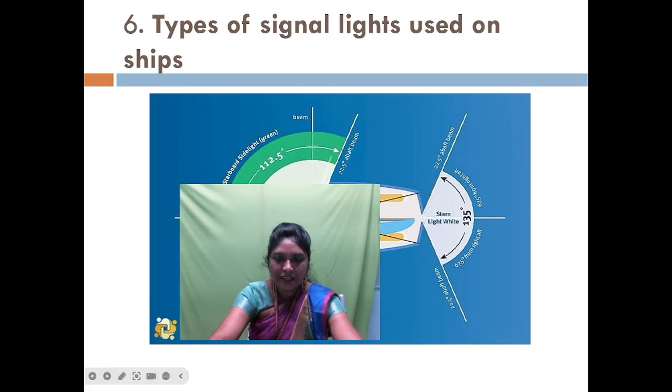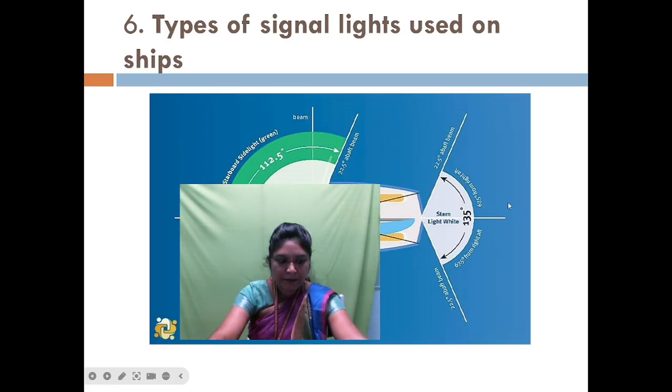And ship at anchorage. When the ship is at anchorage, a ship of 50 meters or more in length will have one white light in the forepart of the vessel and a second white light at the lower level near the stern. Both lights are to be visible around the 360 degree horizon for a distance of at least 3 miles.